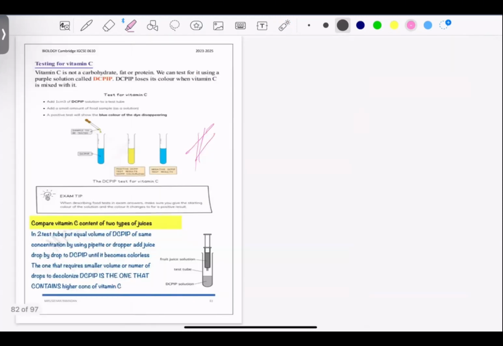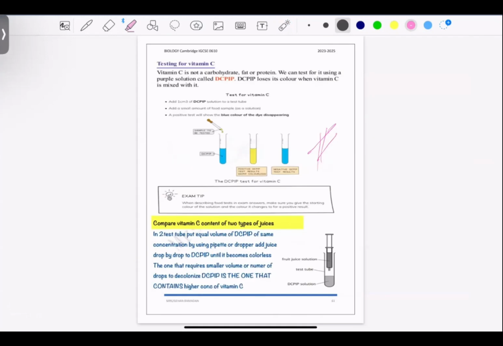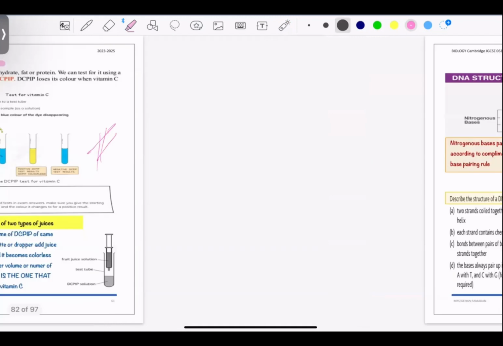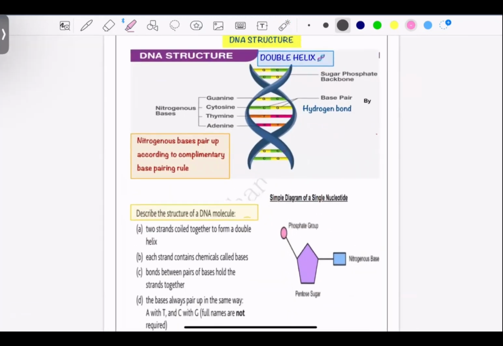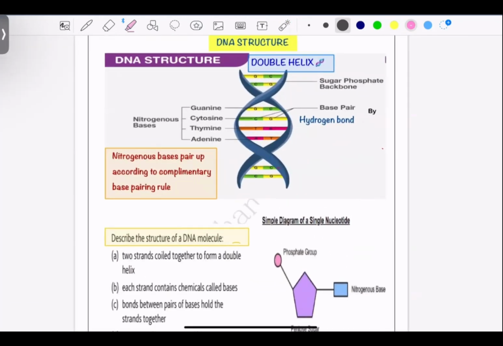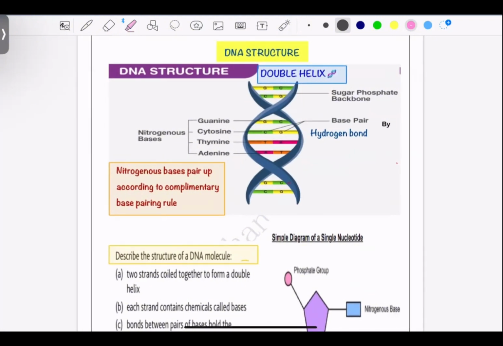The last topic here we're going to take is something I'm going to explain to you some day in school, God willing. Okay, we have to move to the last one, which is the DNA, the structure of DNA. Okay, just wait.